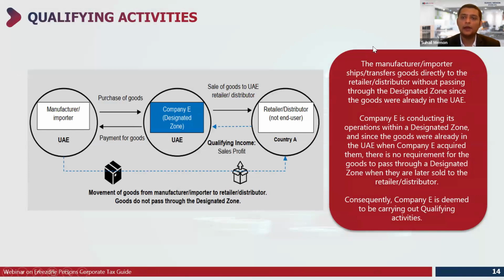Now, for an example, a manufacturer is in UAE. I am the company in a designated zone and I am selling these goods outside UAE. Again, as the activity is done from a designated zone, it is deemed that company E is carrying out the activity from a designated zone. So it is a qualifying activity. Next, please.